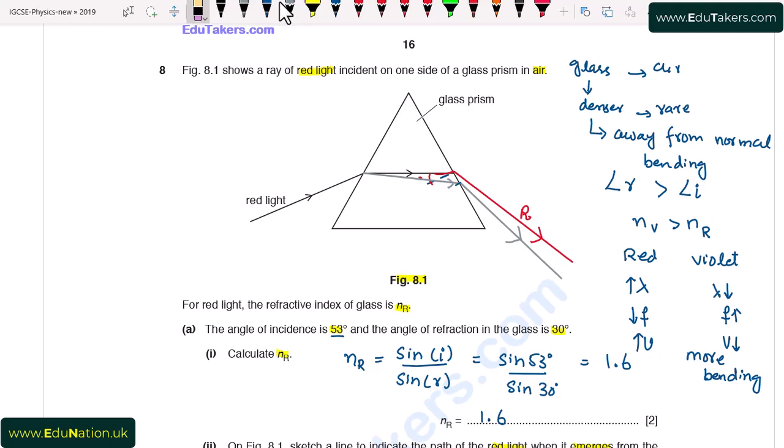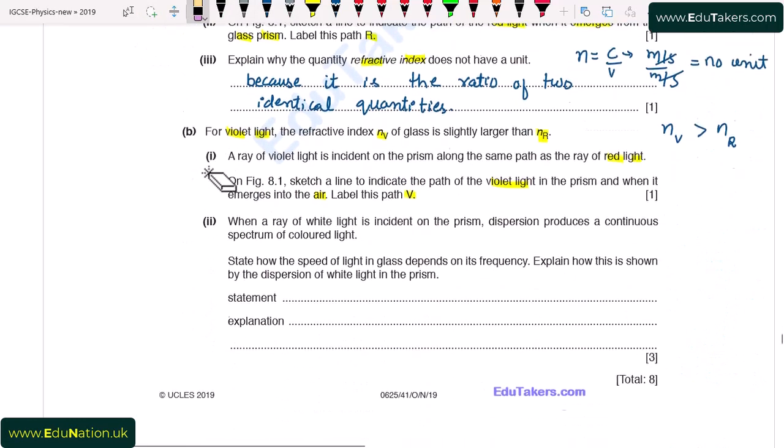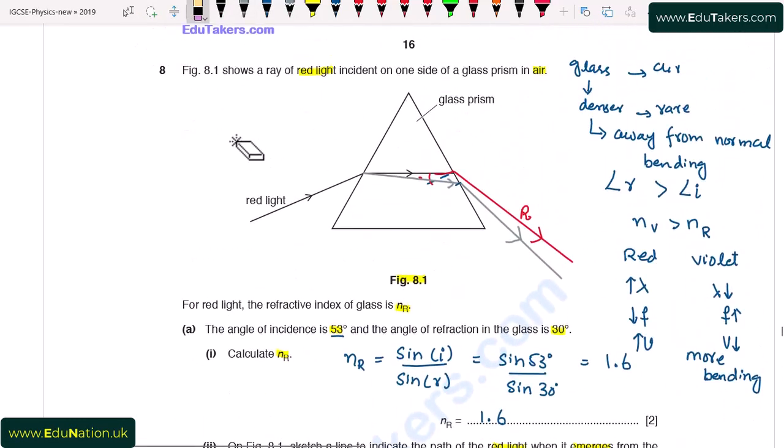So this is the path of both of these rays inside the prism and outside the prism, and we have to label it with, I think, V. So I write here V. That is for violet light.